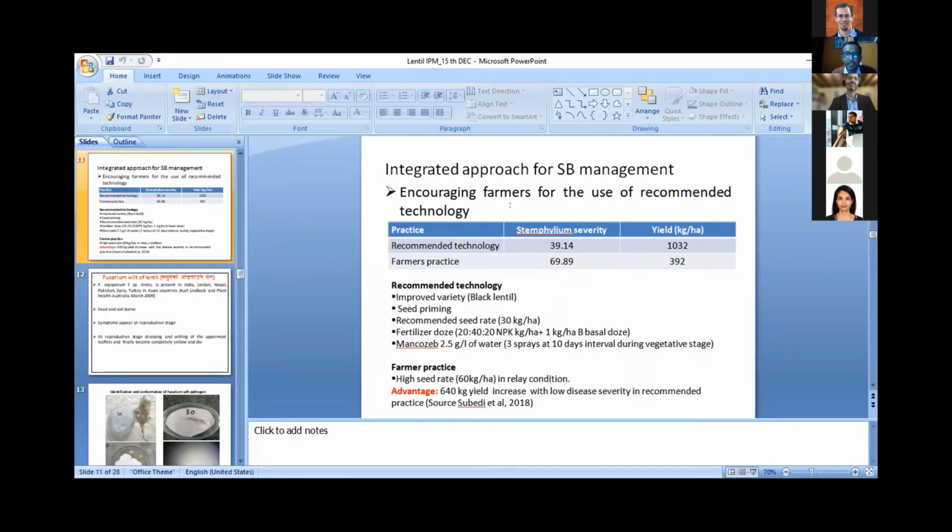Thank you. This is the integrated approach for Stemphylium blight management. We can see with the recommended technology, severity is less with high yield, and in farmers' practice, we see the disease severity has increased with low yield.